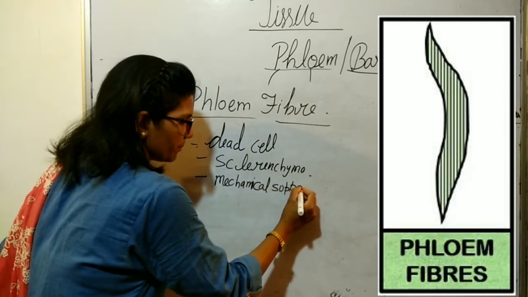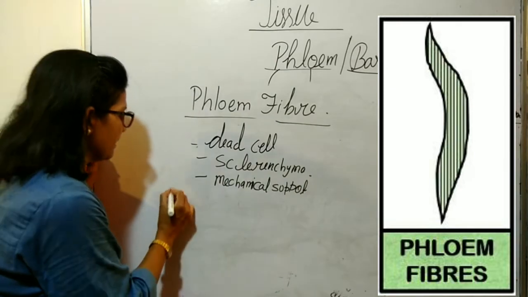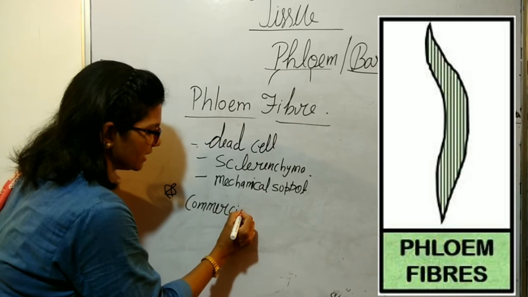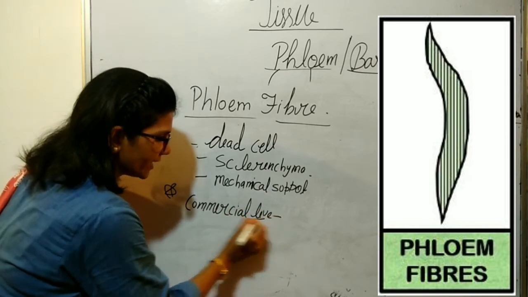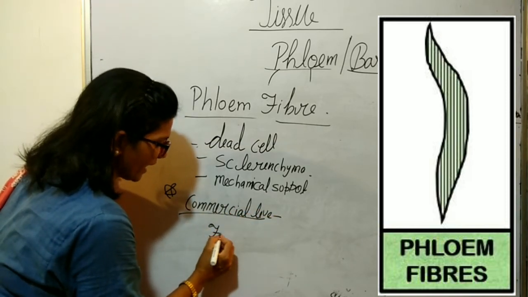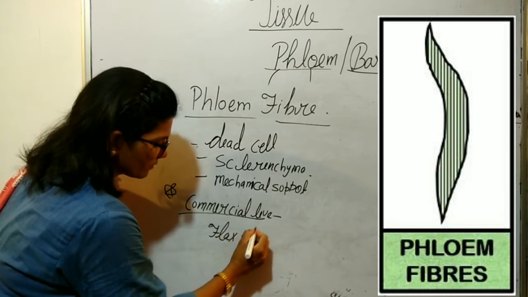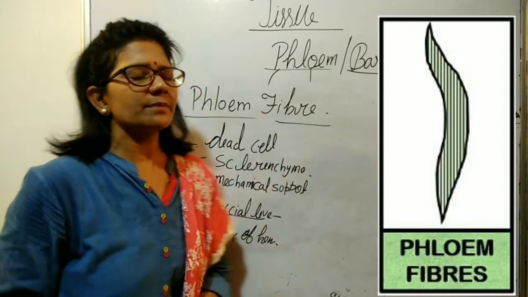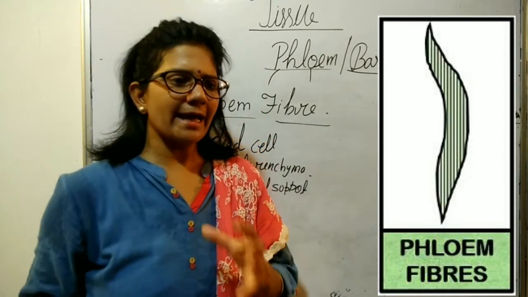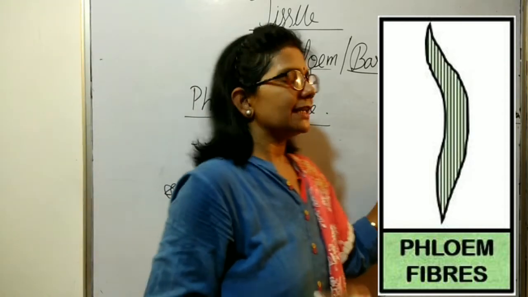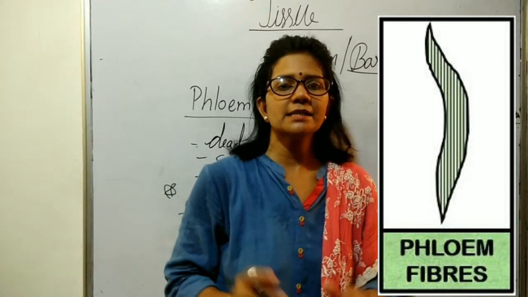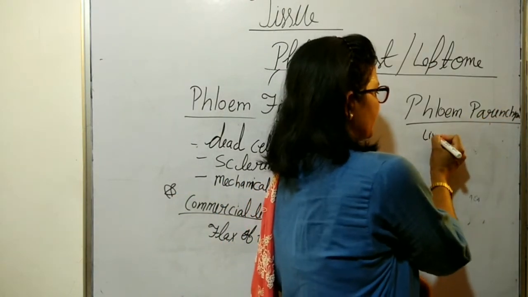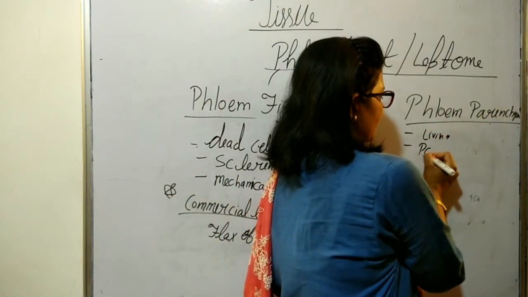to the plant. Then it is very important at the commercial level, for example flax and hemp. These phloem fibers are used in making bags, etc. And the last component of the phloem is the phloem parenchyma. What about the phloem parenchyma? It is a living cell. Okay, it is a parenchymatous cell.